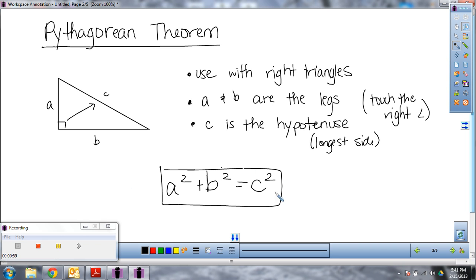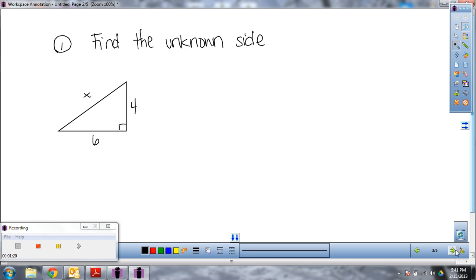And the Pythagorean theorem is a squared plus b squared equals c squared. So if we know information about two of the sides, we can find information about the third side using our Pythagorean theorem, as long as the triangle is a right triangle. So let's do some examples.